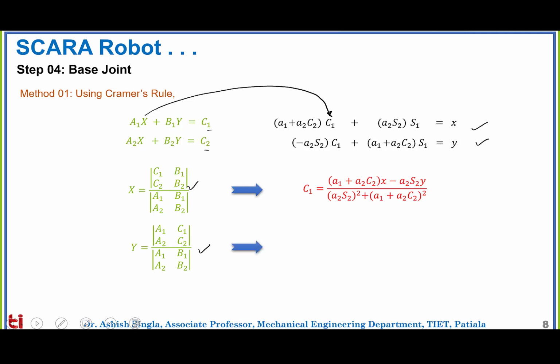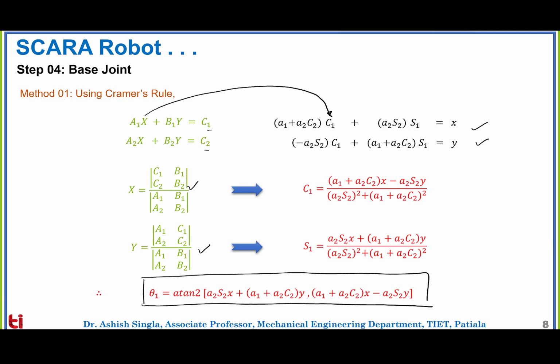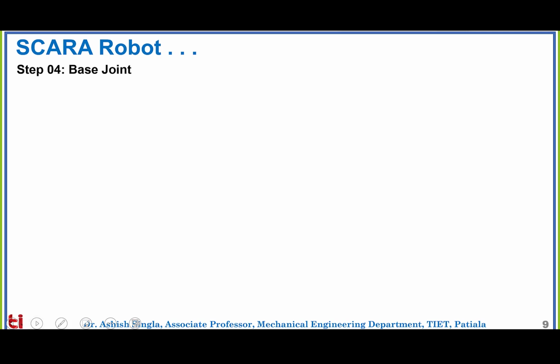Now similarly we can calculate s1, which is given like this. After calculating cos and sine of theta 1, we can calculate the arc tangent 2 function using this method. So this is method 1 using Cramer's rule, which is applicable to a smaller number of variables. If the number of variables increases, or the number of degrees of freedom of the robot increases, then we can prefer the matrix method.